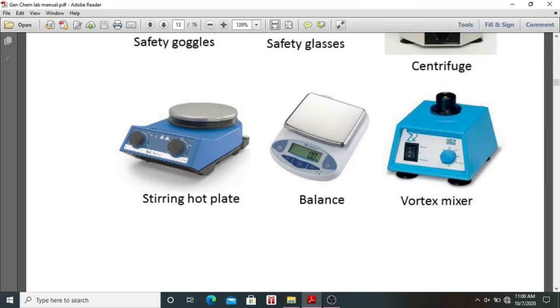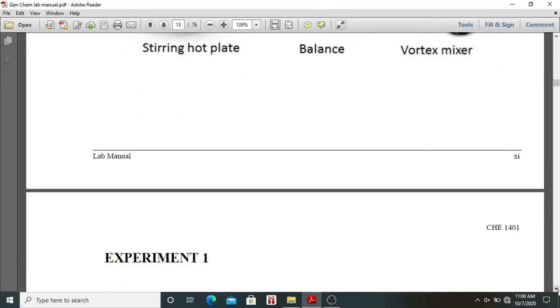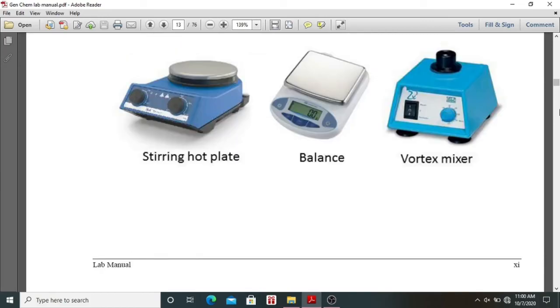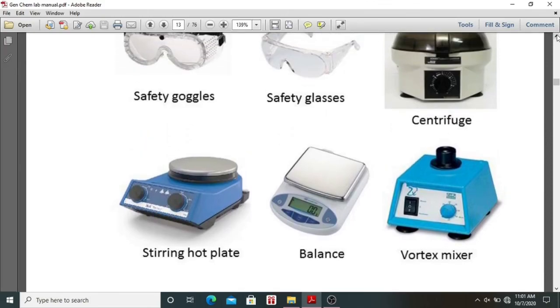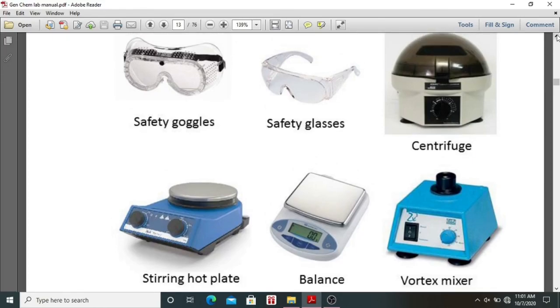Then you have your balance. It's used for weighing samples. Then you have your vortex mixer, and that's it. Those are just some laboratory equipment inside the laboratory. I hope that you understand and are familiar with some of this equipment. This is very important, especially if you are already in the laboratory setup.